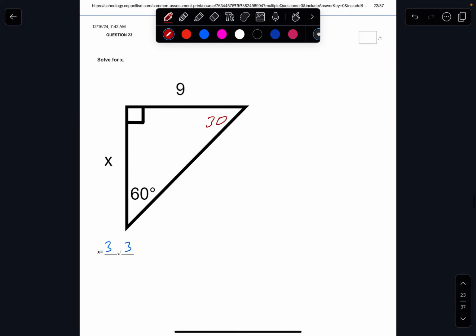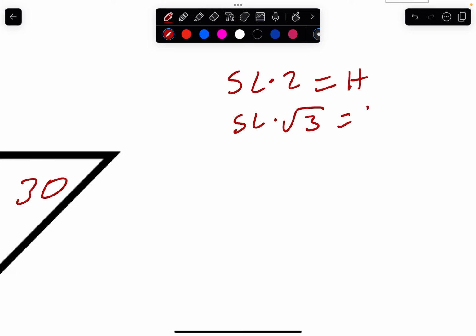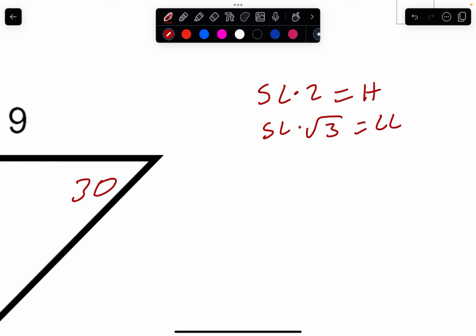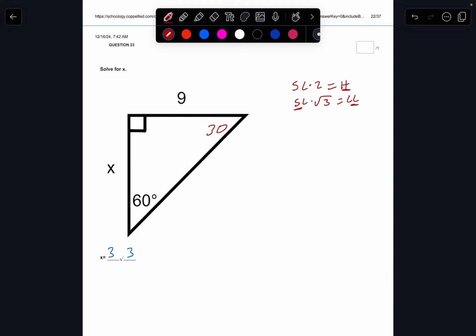30, 60, 90 rules. So I didn't write them out earlier. I'm going to write them out real quick. Short leg times 2 is your hypotenuse. Short leg times root 3 is your long leg. So those are your only 2 rules here. So if you're working with hypotenuse, long leg, or short leg, there's a rule for you.